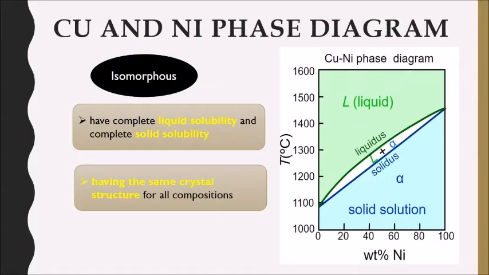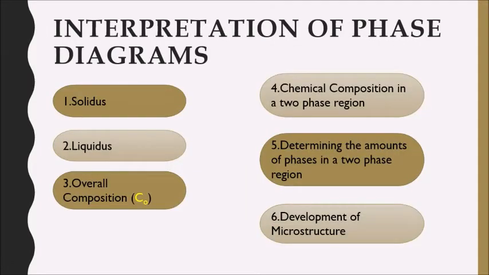Next, we will see the two-component or binary system, for example, the copper and nickel phase diagram in isomorphous. It has complete liquid solubility and complete solid solubility. It has the same crystal structure for all the compositions. The graph shows the copper and nickel phase diagram. From the diagram, we can see that solid is placed at the bottom part, while liquid is placed at the above part, and in the middle is the combination of liquid plus solid.